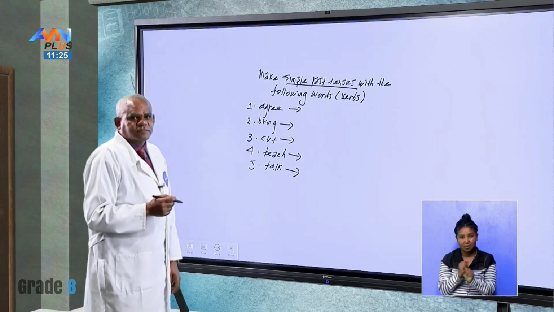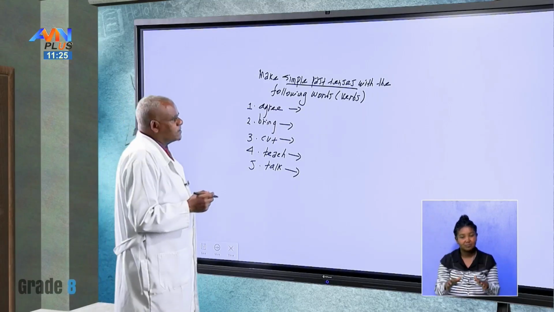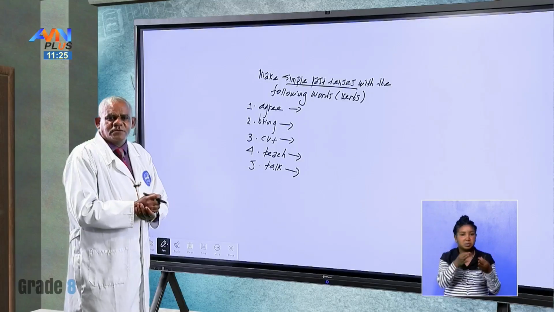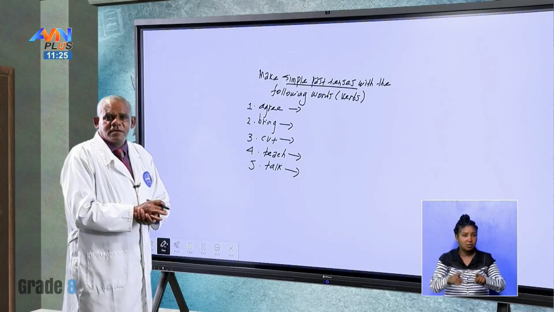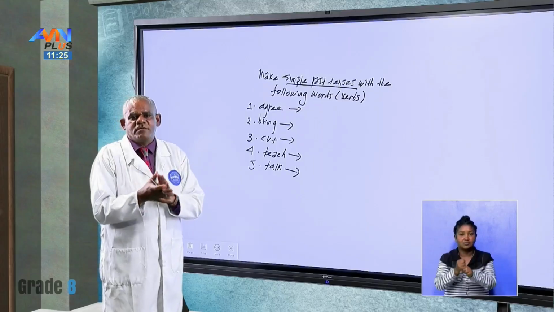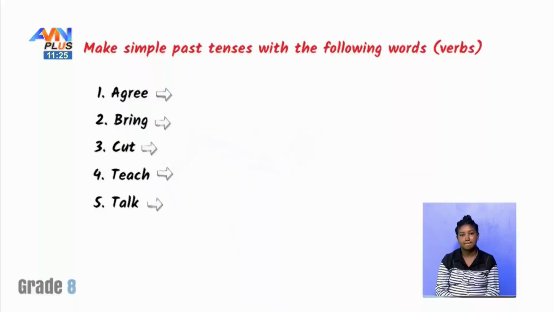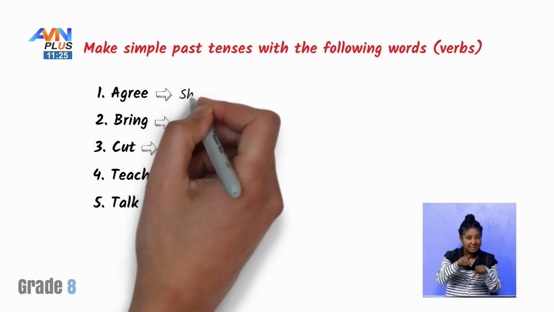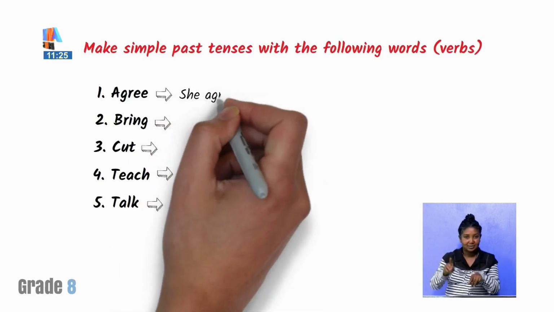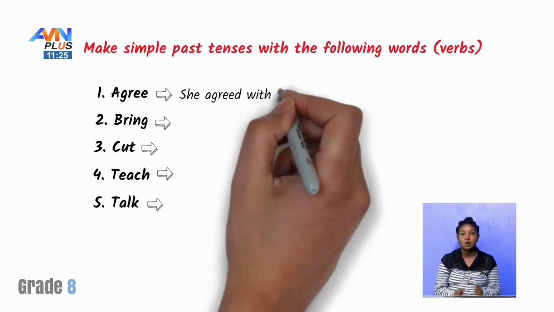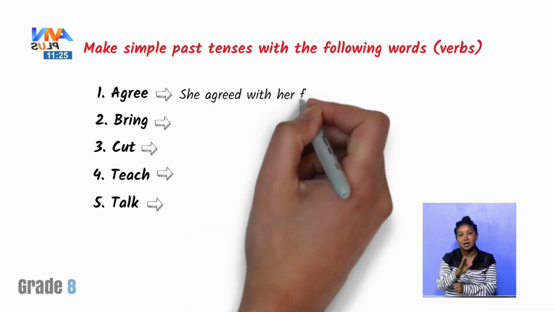Very interesting one. The subject depends on your sentence. You are welcome to make not only I, but also you can use any kind of pronoun to make your sentence. For instance, she agreed. You see? She agreed only. She agreed with her friend.